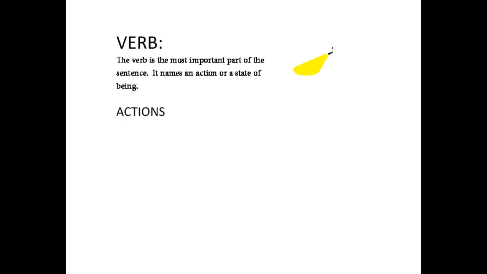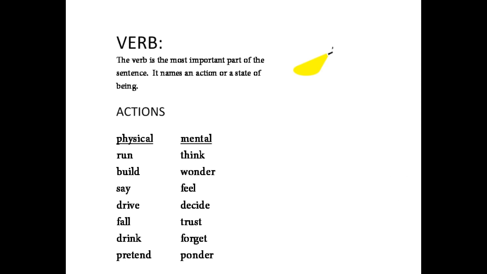So let's look at some examples of some verbs. First, some action verbs. Action verbs can be physical actions like run, build, say, drive, fall, drink, or pretend. See, those are all things you have to do with your body. You move around and do them. They can also be mental actions like think, wonder, feel, decide, trust, forget, ponder. Physical actions happen with your body. Mental actions happen in your mind alone. Both of them are motions. Both of them are actions. They're all action verbs.